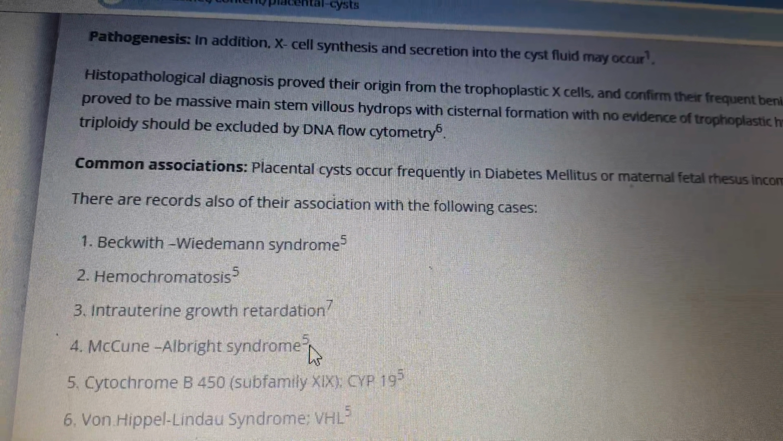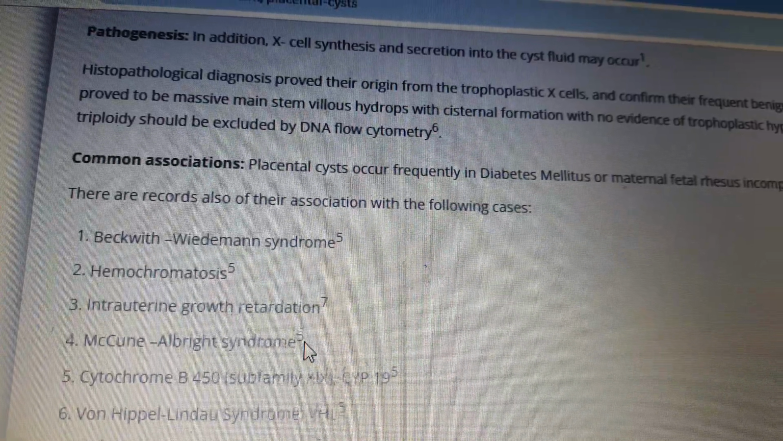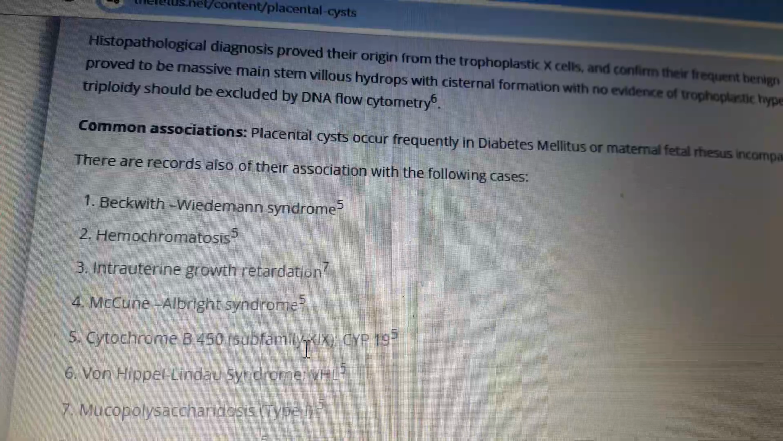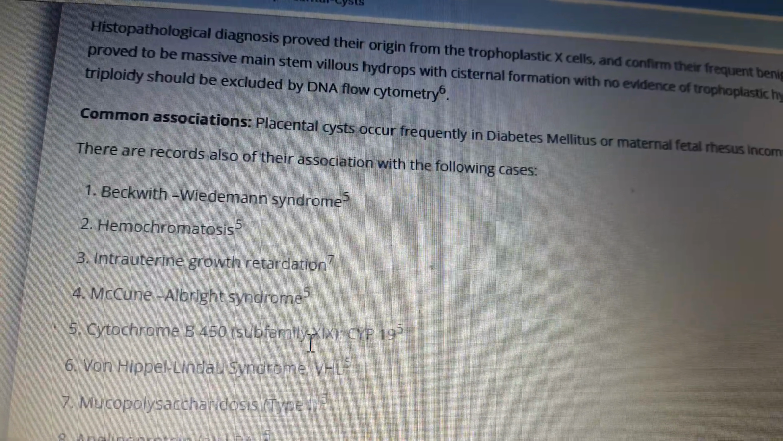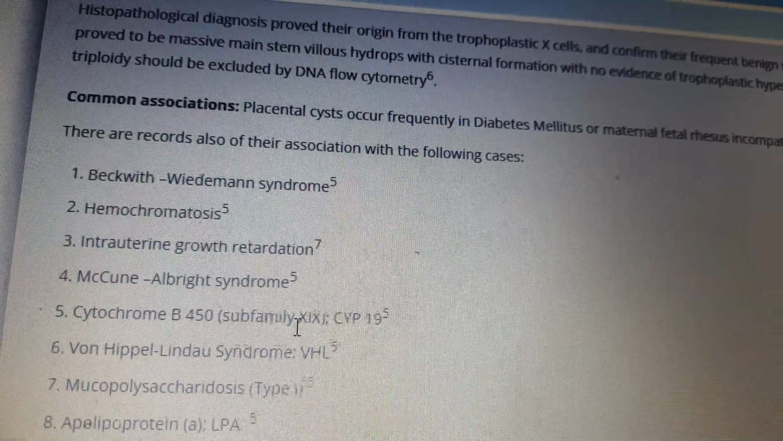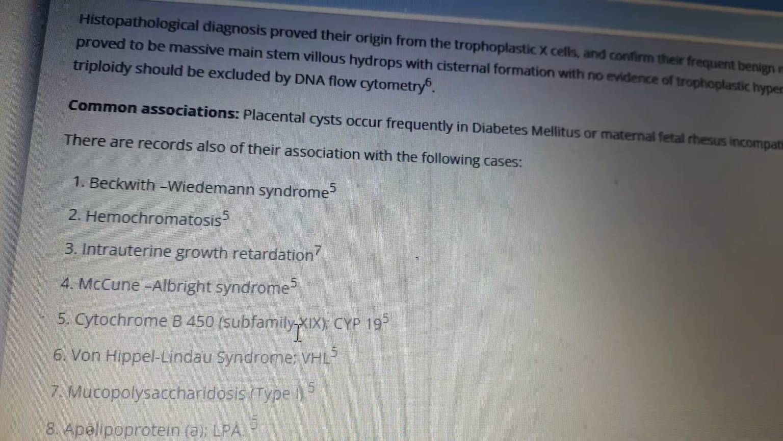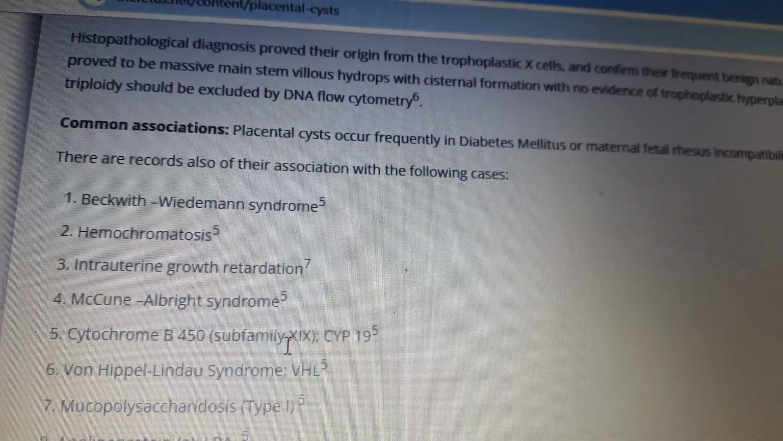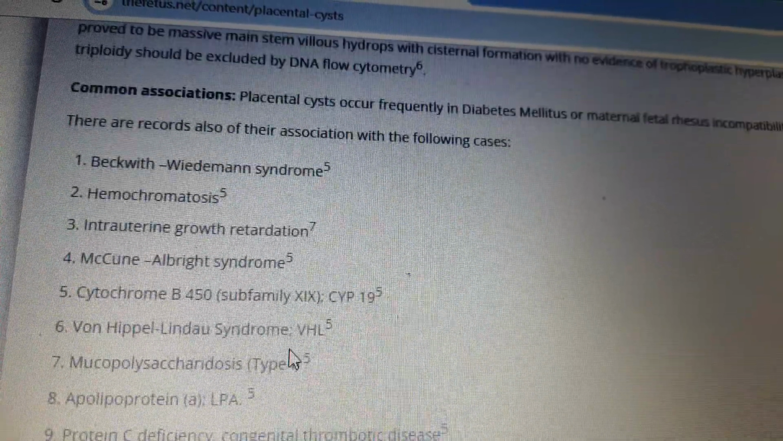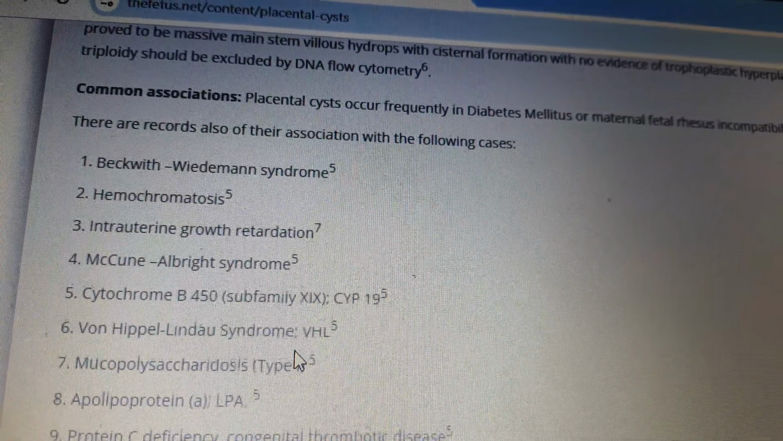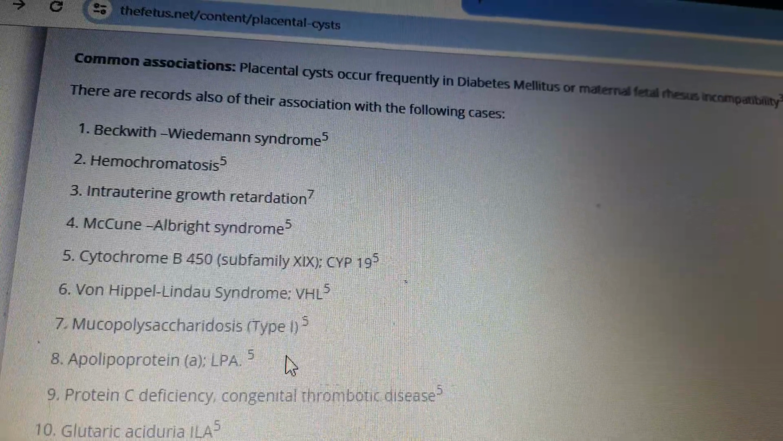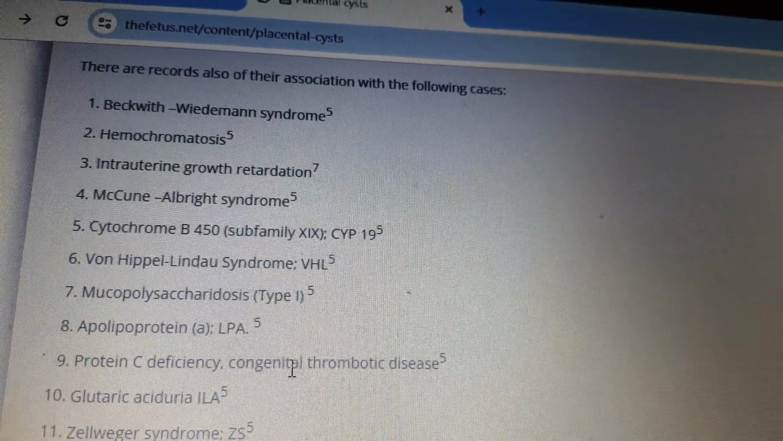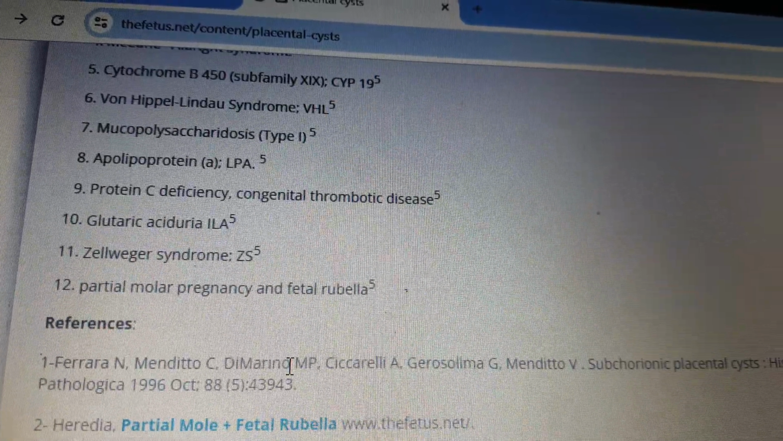Some authors stated that some of these cysts proved to be massive main stem villus hydrops with cisternal formation with no evidence of trophoblastic hyperplasia. In doubtful cases, placental mosaicism for triploidy should be excluded by DNA flow cytometry. About the common associations, placental cysts occur frequently in diabetes mellitus or maternal-fetal rhesus incompatibility. There are records also of their association with the following cases as Beckwith-Wiedemann syndrome, hemochromatosis, intrauterine growth restriction, and so many other associations you can find.